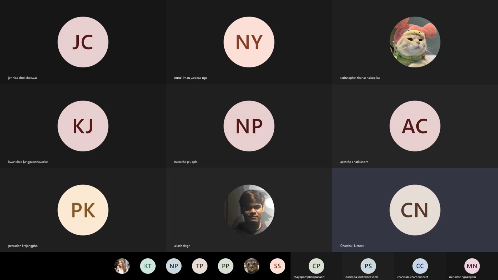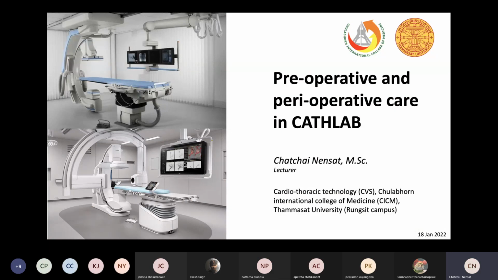Today we're gonna learn about the preoperative and perioperative care in the cardiac catheterization laboratory, or cath lab. Before we start the lesson, I would like to ask you something that you can see on this screen. Who can tell me what is the difference in these two pictures?